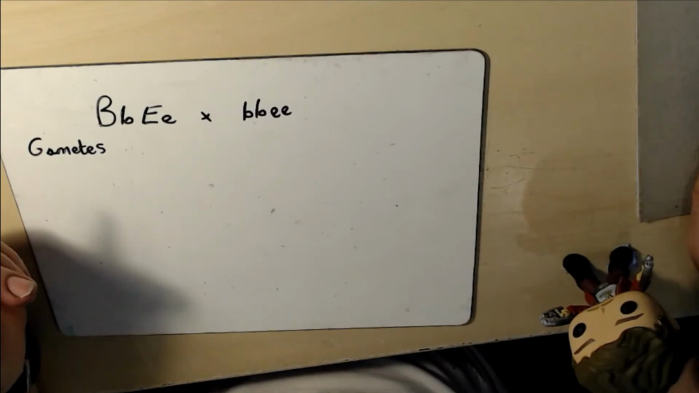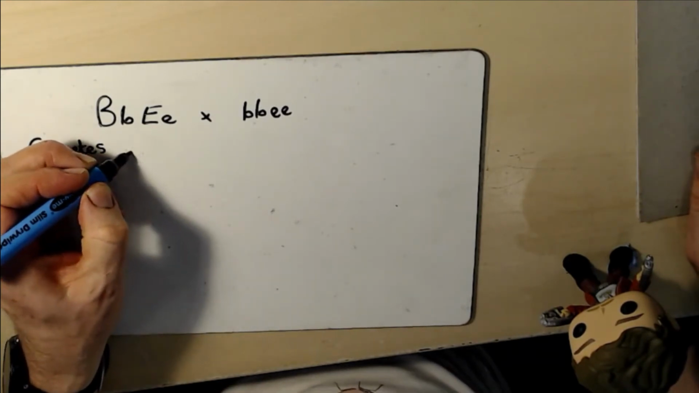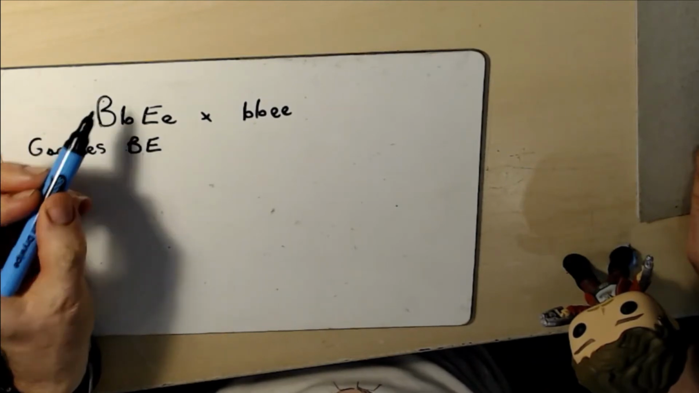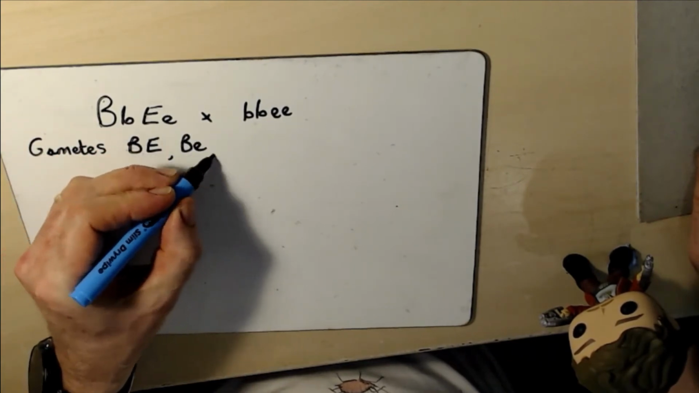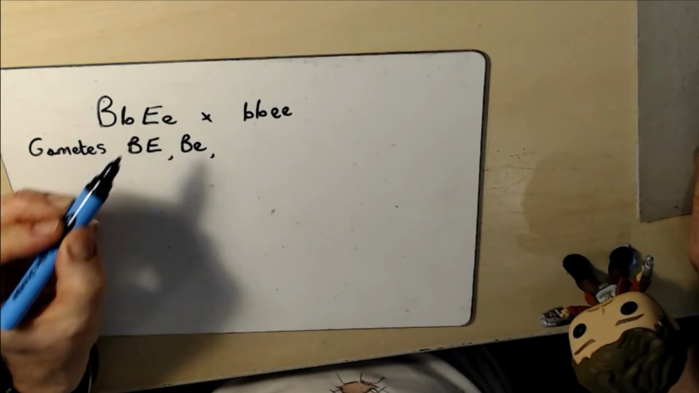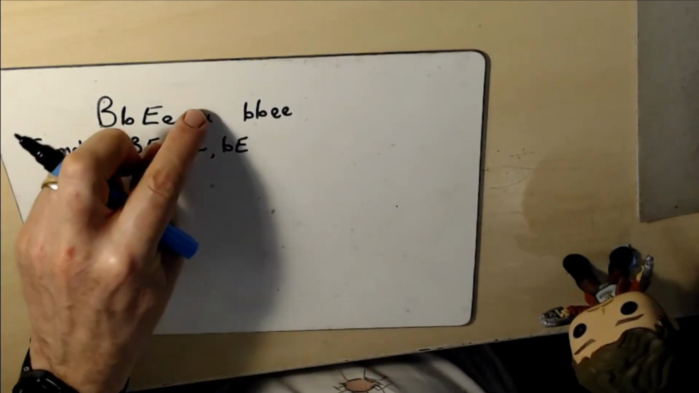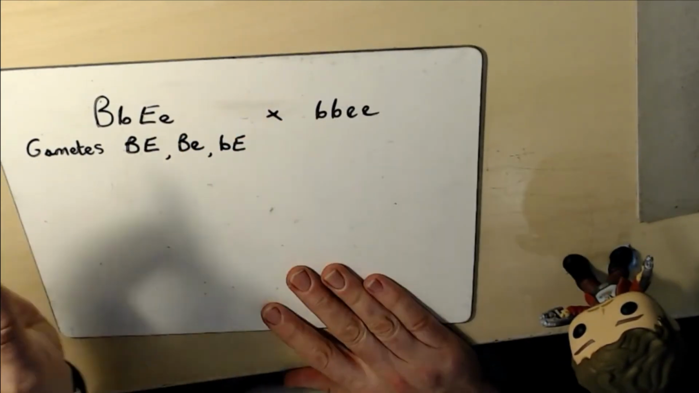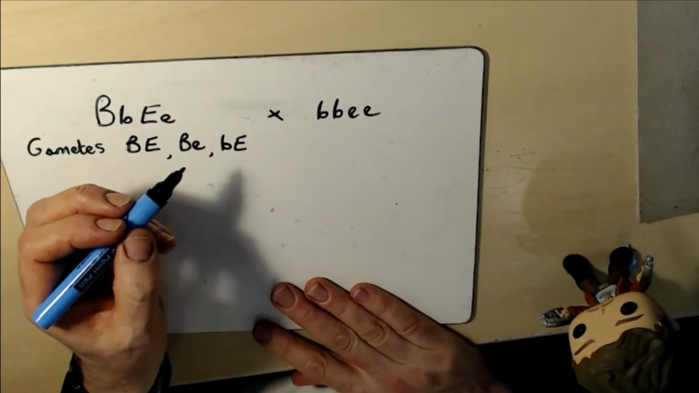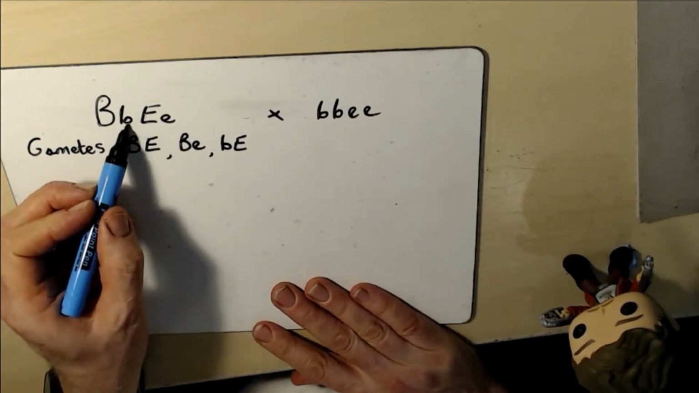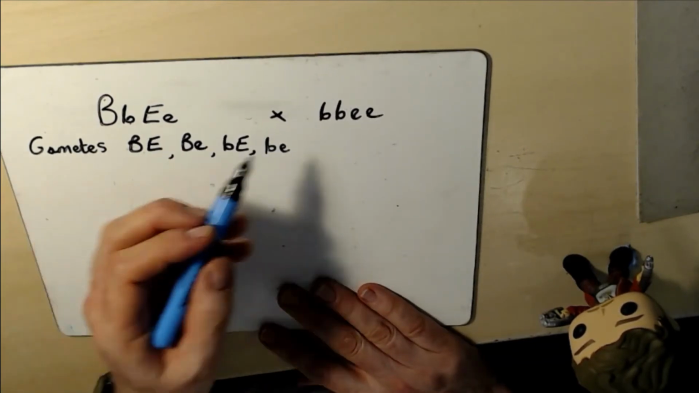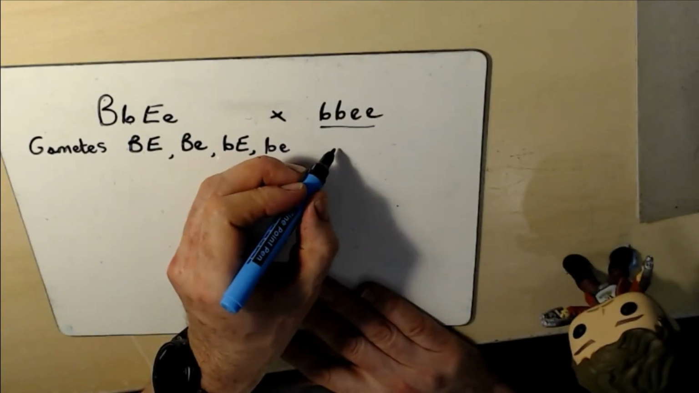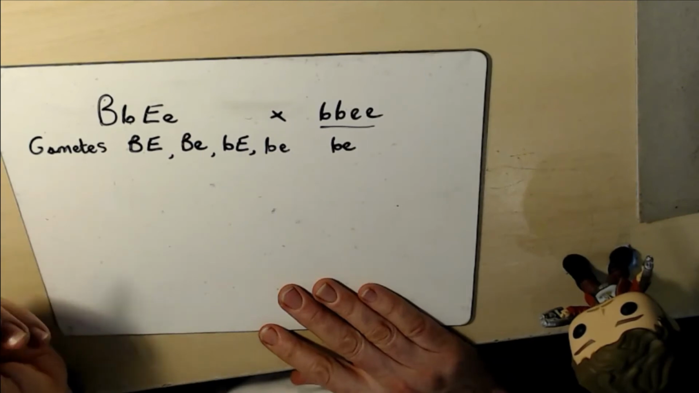So looking at the gametes, we're going to be looking at the following. So B, big E, and then B and little e, and then little b, big E, and then for my final gamete, little b, little e. And then the gametes for this one here are dead easy. It's 4 of these basically, so I'm only going to do it once.